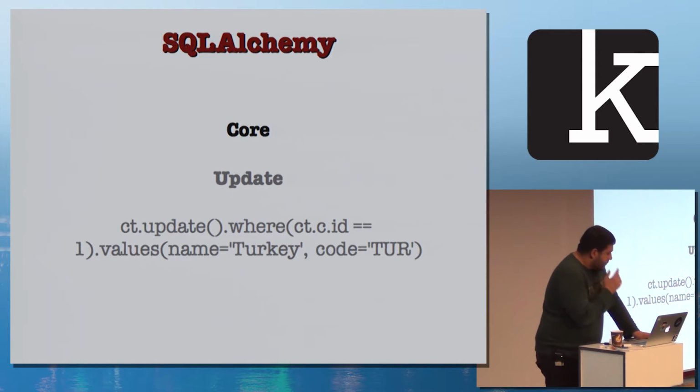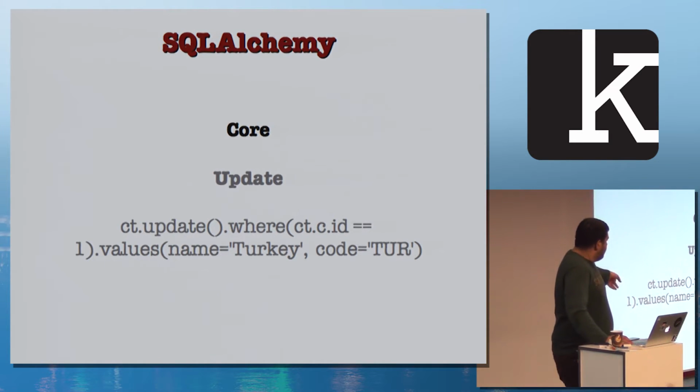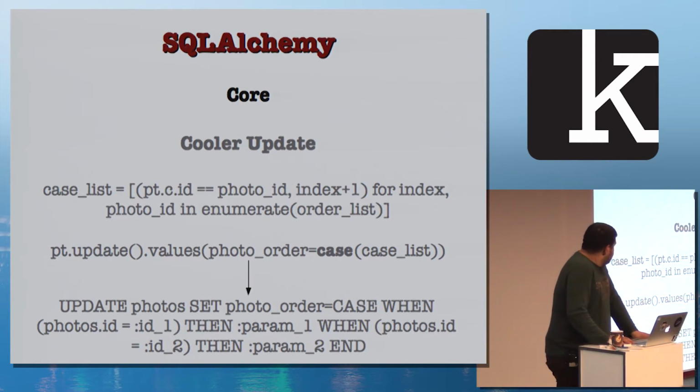And the update operation, like select and insert and delete, is performed on the table. We simply say that we are going to update the countries record, of which ID is 1. We're going to set its name as Turkey and code as TR. Let's do a little bit complicated update operation.